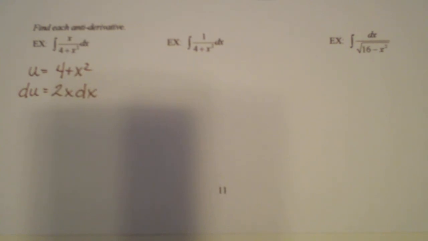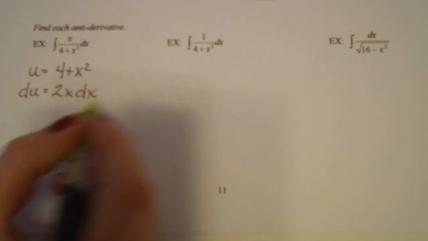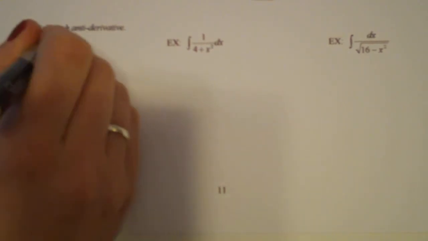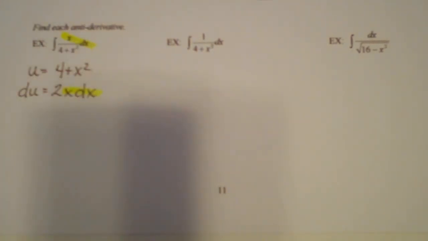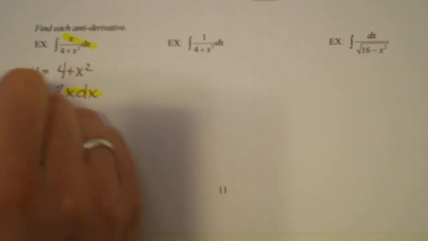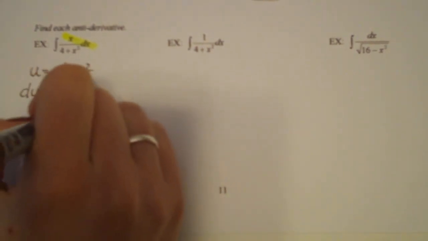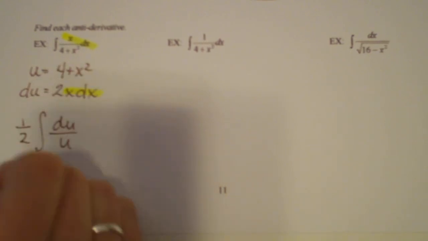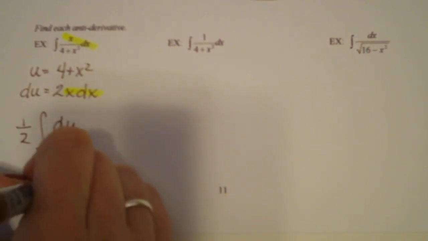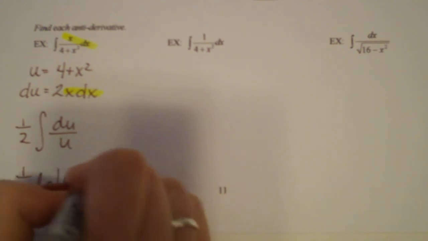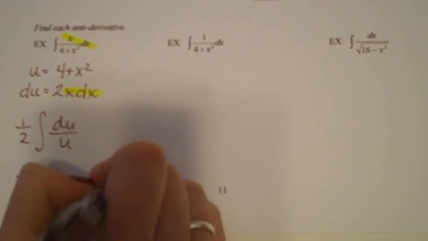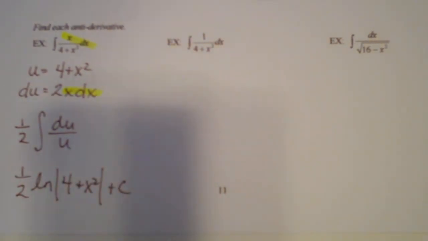This is what you want to look for. Notice that in this case, I have the x dx right there. And the 2 I can take care of by putting a 1/2 out in front. So I can say 1/2 the integral du over u, and then I just get my answer, 1/2 ln absolute value of u, which is 4 plus x squared, plus c. So that's a nice simple one because it's a u substitution.